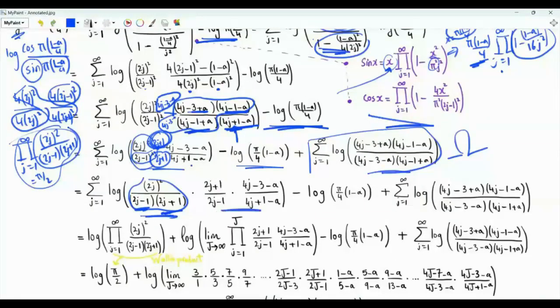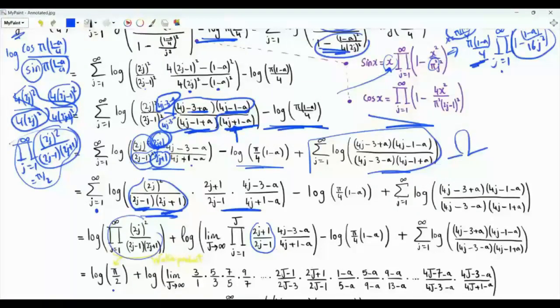We can write the logarithm of the product of these two quantities as a sum of logarithms. Then we write each series as a log of a product. This product is pi over 2. For the second product, suppose that the product stops at big J, and then we take the limit as big J tends to infinity. When J is equal to 1, this ratio is 3 to 1. When J is 2, this is 5 to 3. When J is 3, this is 7 to 5, and so forth.